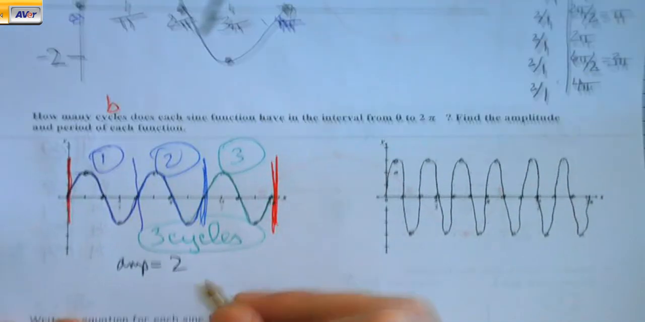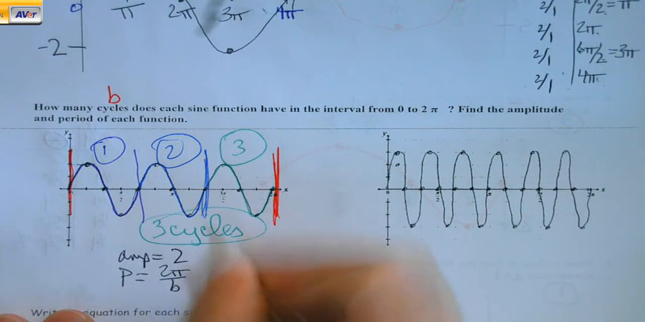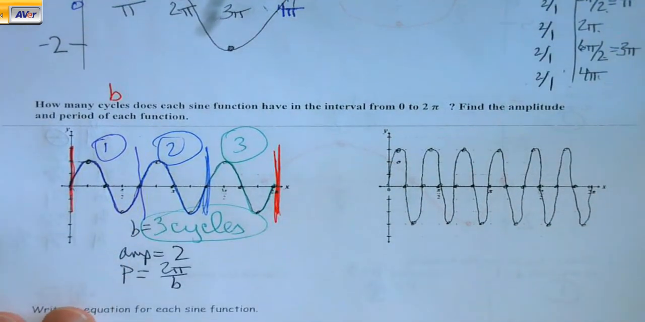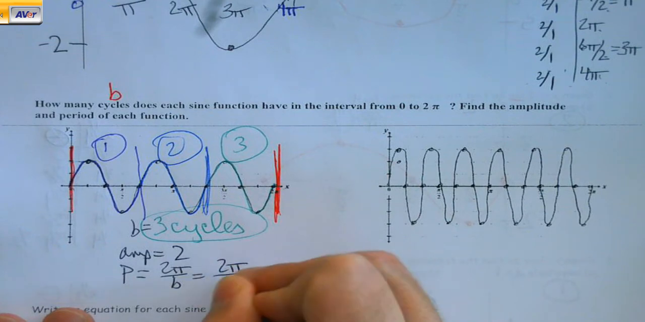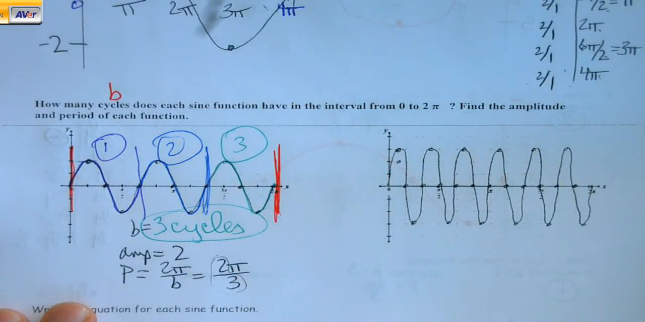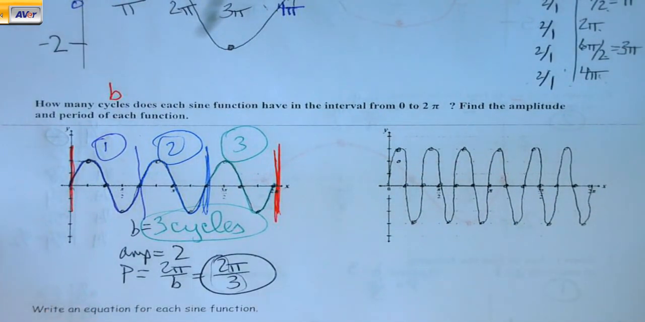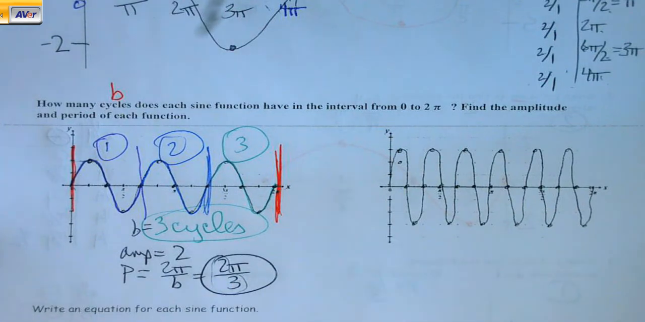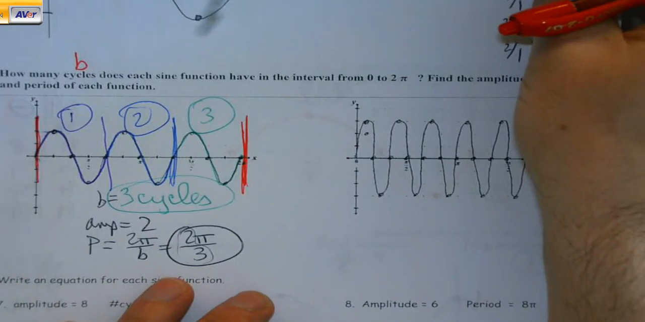Okay, the period is 2 pi over b. But I just figured out what b is. That's the number of cycles. 2 pi over 3. I'll try to reduce the coefficient part. But if it doesn't reduce, and it doesn't this time, that's my period. Okay? B value and period, two different things. So I've got to be really cautious when I'm doing that to make sure I don't mix them up.